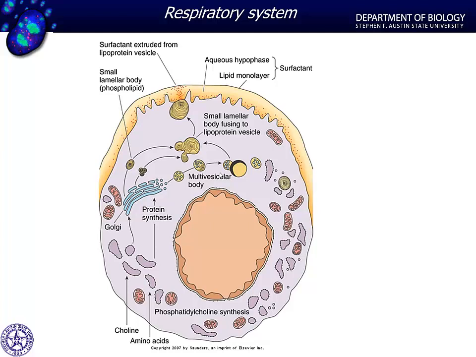So here we see an illustration of our type 2 pneumocyte, especially the lamellar bodies that contain the surfactant. Here we can see the amino acids and the choline that are coming in to make this surfactant-rich material, these vesicles that coalesce together into these large lamellar bodies. Those then fuse with the surface and release the surfactant. They're showing that coating the surface of this cell, but there's enough to coat all the surfaces of all the alveolar cells, type 1 pneumocytes, all throughout this end-terminal portion of our respiratory system.